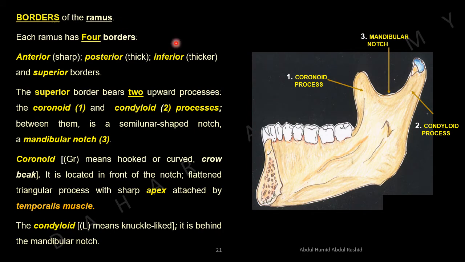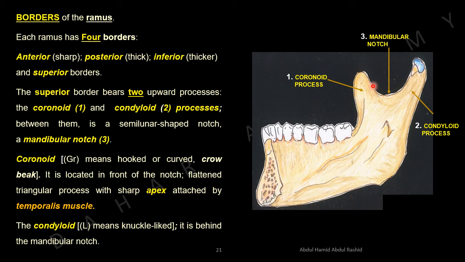Borders of the ramus. Look at the diagram. Each ramus has 4 borders. Anterior border, which is sharp. Posterior border, it is thick. Inferior part, which is thicker, and superior border above here. The superior border bears 2 upward processes. The coronoid process, number 1, and condyloid process, number 2. Between them is a semilunar shaped notch called mandibular notch.